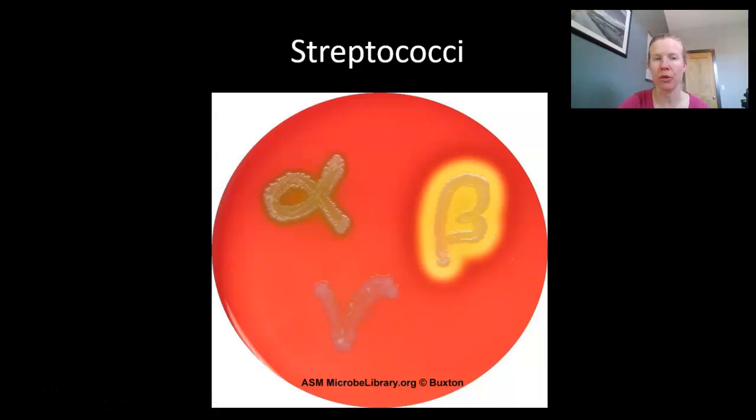Alpha hemolytic streptococci do partial hemolysis, and so the agar turns kind of this greenish color. And then non-hemolytic or gamma hemolytic, it really doesn't affect the sheep blood agar. So they grow on there, they like the nutrients, but they're not actually destroying red blood cells. And so this was a way to kind of distinguish what groups you're working with.